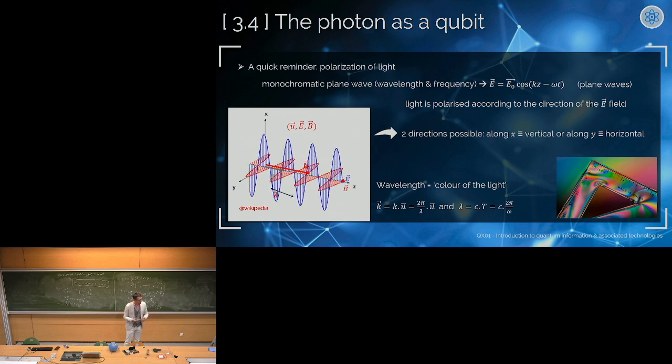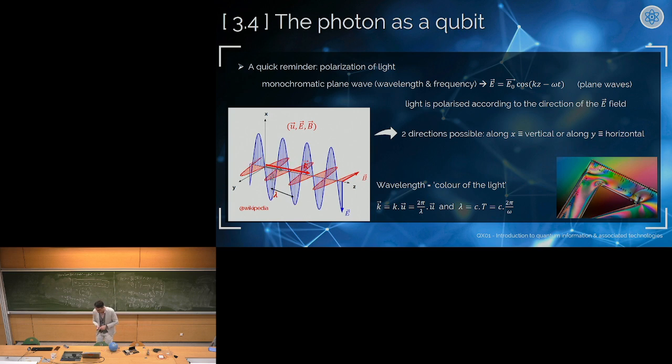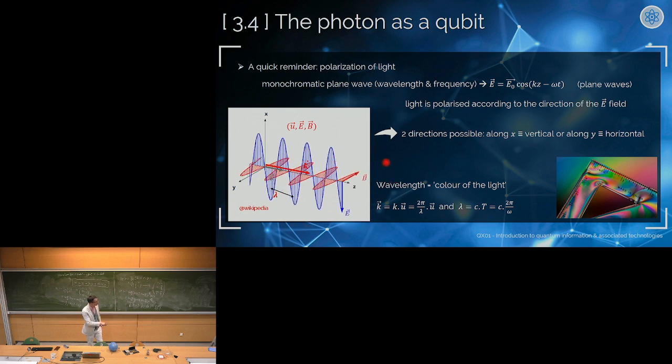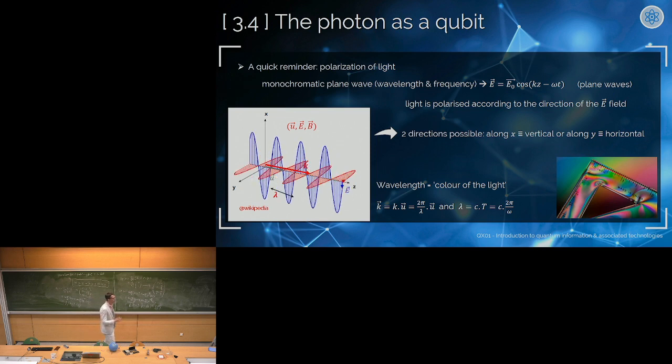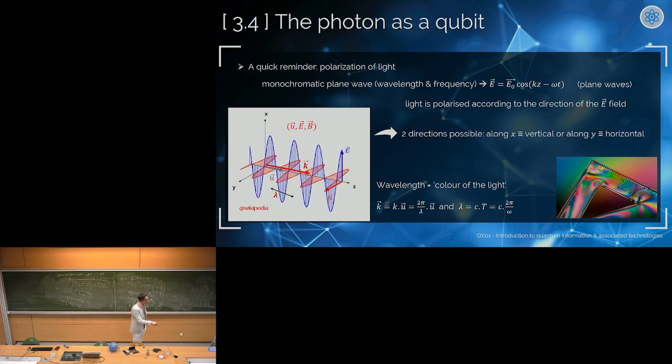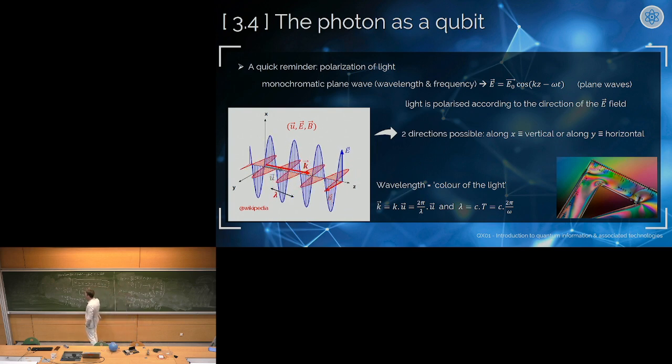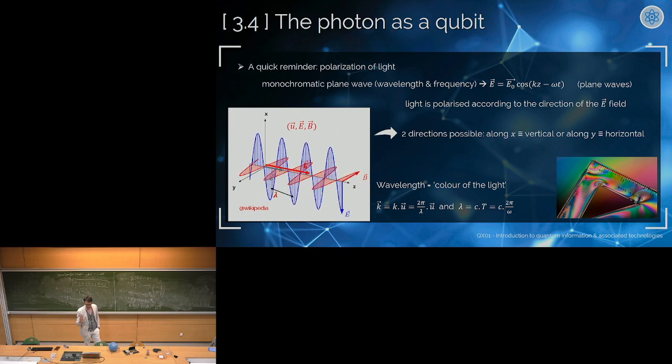And the message to take home here is that these two states, so E can oscillate like this, but it could also oscillate along Y, are two possible directions, one along X that we can call vertical, and one along Y that we can call horizontal. And those will be the two states that can be used to actually encode information.